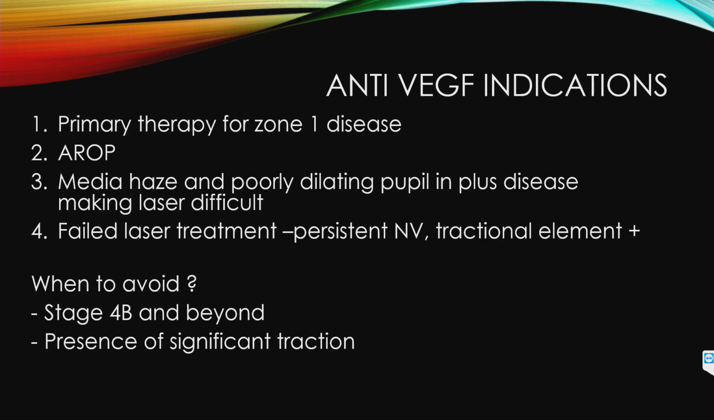So you can use it as a primary therapy for zone 1 disease. You use it in aggressive ROP. You use it when there is a poorly dilating pupil and media haze making laser difficult. And if you have a failed laser treatment, either for retreatment or before surgery, you can use anti-VEGF. When should you avoid? If you think your baby has stage 4B and is in imminent danger of a traction detachment, do not inject at that stage, because you are going to hasten the process. And in any other presence of significant traction, you should not inject anti-VEGF.